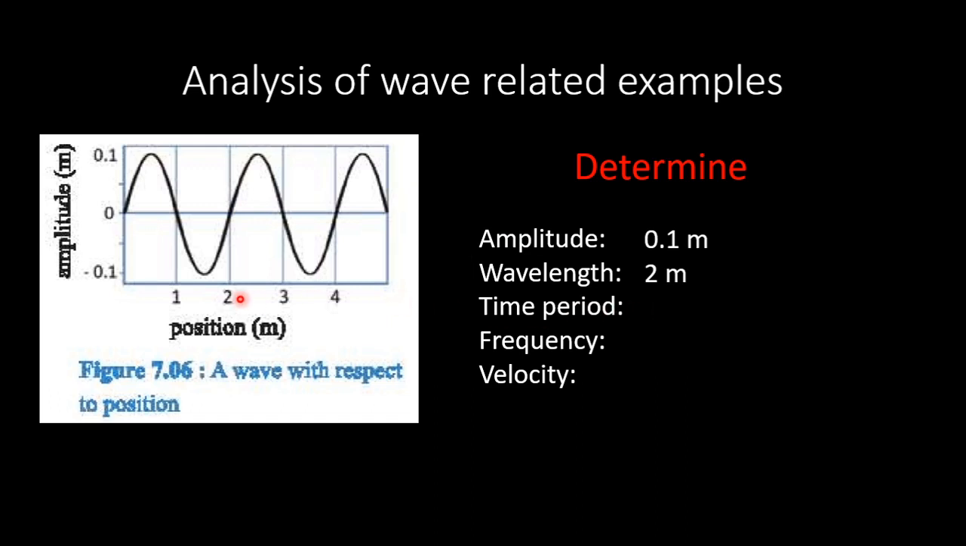What is the time period? Here in this graph there is no mention of time, so we can find out how much position has changed during one oscillation, but we cannot determine how much time has gone in one oscillation. So the time period cannot be determined, and frequency, which is the inverse of time period, cannot be determined either. We also cannot determine the velocity because velocity requires an amount of time.